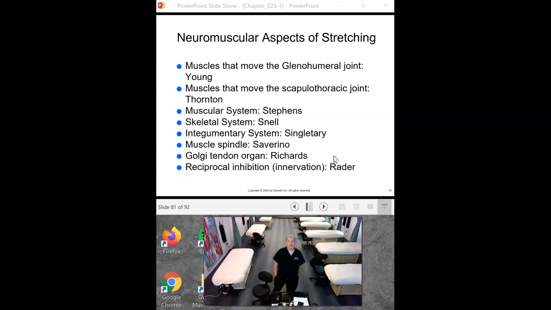The sudoriferous gland, or what we know as sweat glands, generally consists of a secretory coil that secretes a substance onto the skin surface by way of a duct. Their primary function is to assist with regulating the body's temperature and also to eliminate waste. For the average adult, we have about 2 million sweat glands.